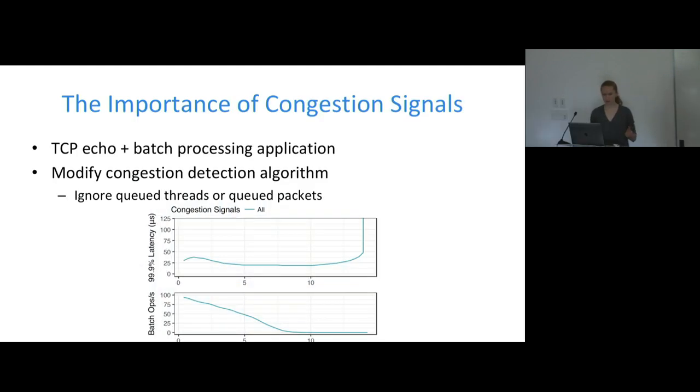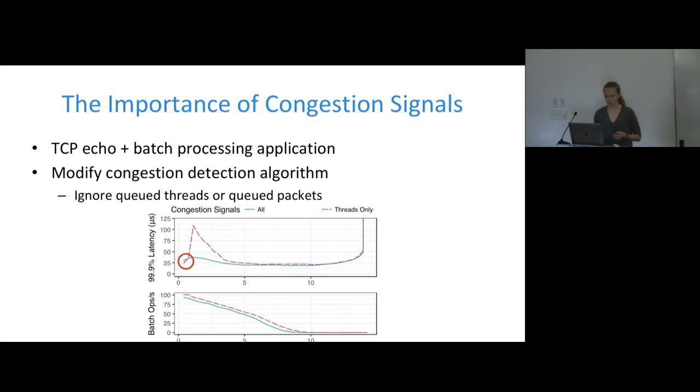So this is what performance looks like if we just run our normal congestion detection algorithm. The top graph shows the tail latency we achieve for the echo server as a function of offered load, and the bottom graph shows the throughput we achieve for the batch processing application. Now let's look at what happens if we don't consider the queuing delay of packets. We only look at the queuing delay of threads when deciding if an application needs more cores. There are a couple of things to note about this graph.